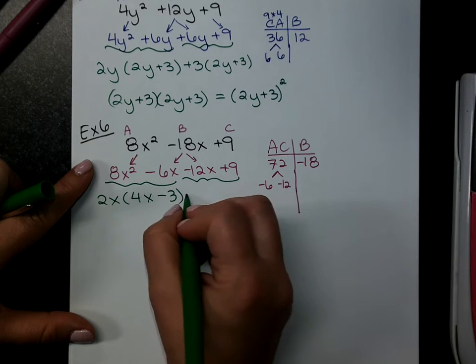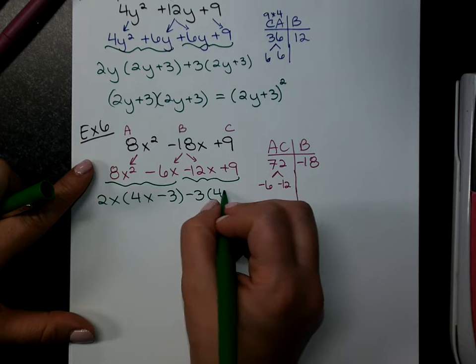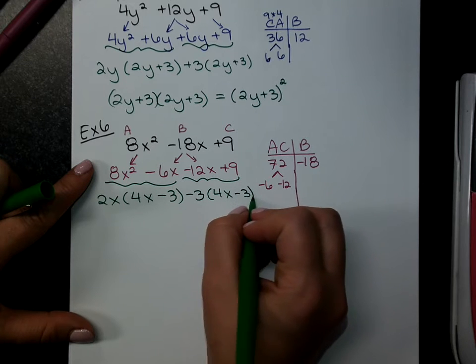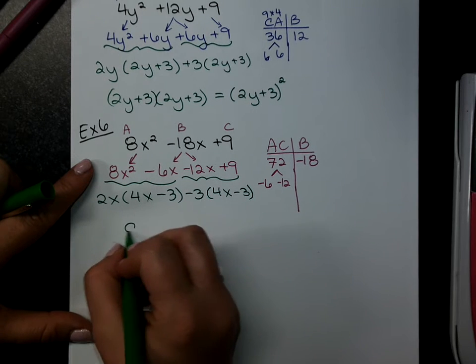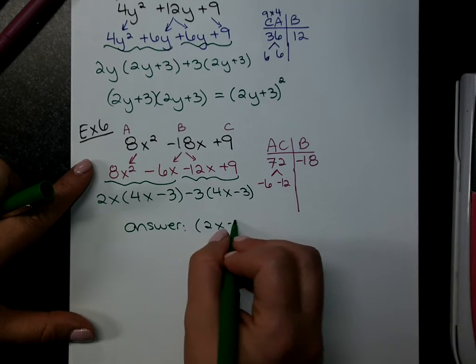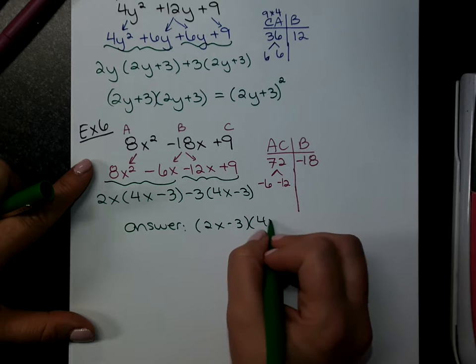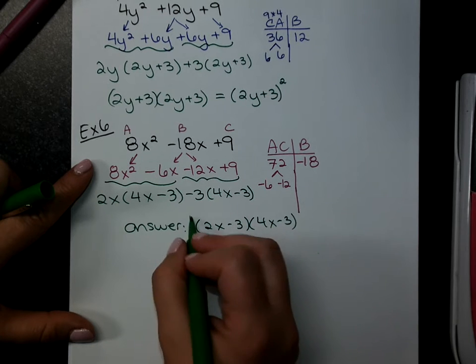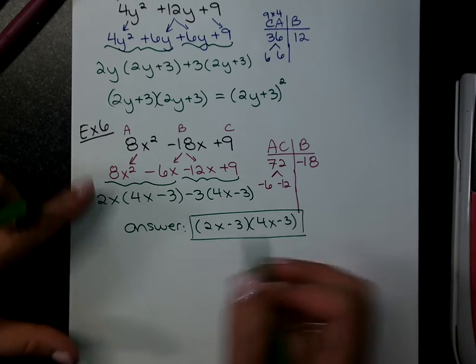Looking at these two, I'm going to take out a negative 3. That's also going to leave me 4x minus 3. So my answer would be 2x minus 3 times 4x minus 3. Back-to-back binomials, and you can FOIL it to double check.